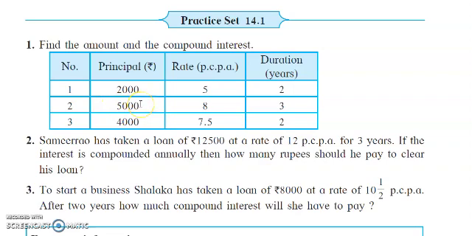Second is 5000 principal amount, rate is 8% and duration is 3 years. Then third one, principal amount is rupees 4000, rate of interest is 7.5 and duration is 2 years. So let us find the amount and the compound interest.